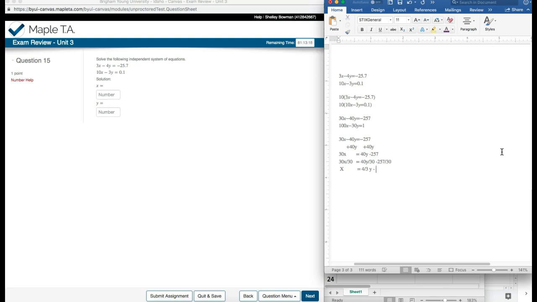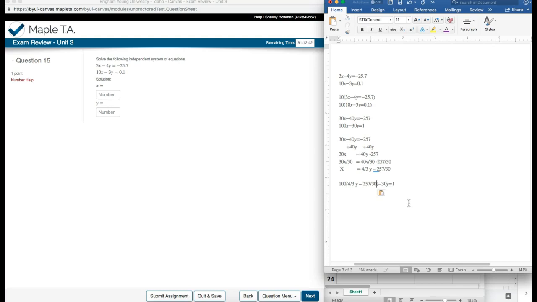It ends up as a decimal as well. So let's leave it as 257 over 30. And then we're going to take this and substitute it into the other equation. Make sure that you don't use the same one. Since I used the first one, I will go back to the second one and substitute this in for x right here. And remember, when we're substituting, put your parentheses in so that all of this becomes your x.